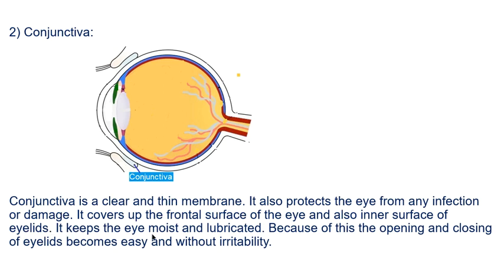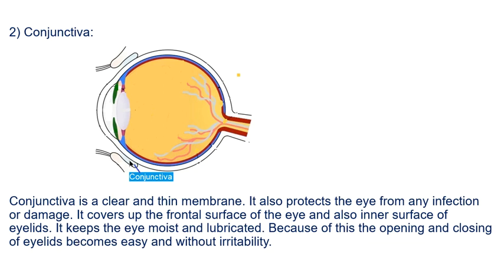It keeps the eye moist and lubricated. Through conjunctiva, the eyeballs and eyelids are moist, humid, no? And also lubricated, means they can move easily. When something is not working, we can add lubricants. We add lubricants, no? So for the eye, lubrication is done by the layer of conjunctiva. Because of this, the opening and closing of the eyelids become easy without irritability.